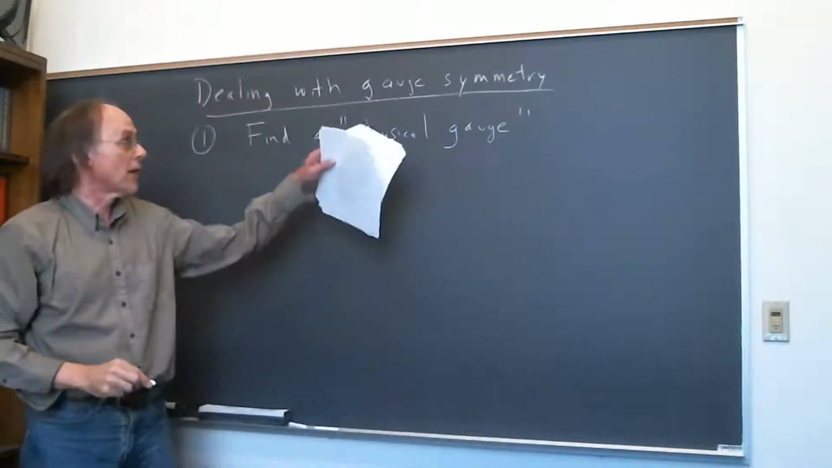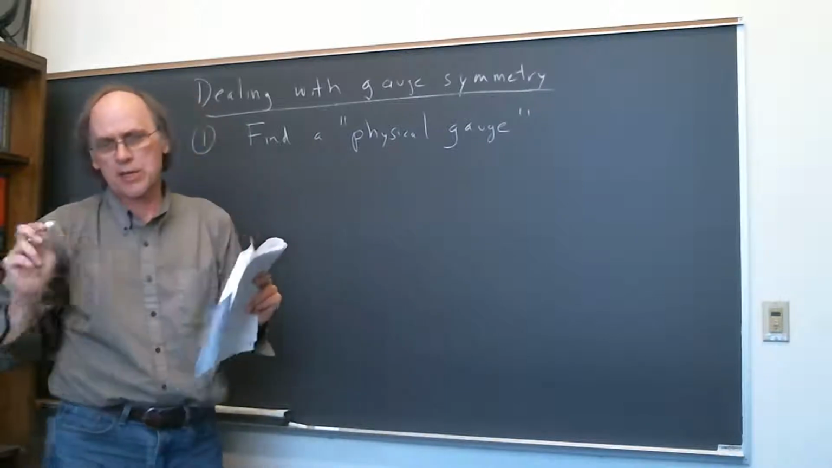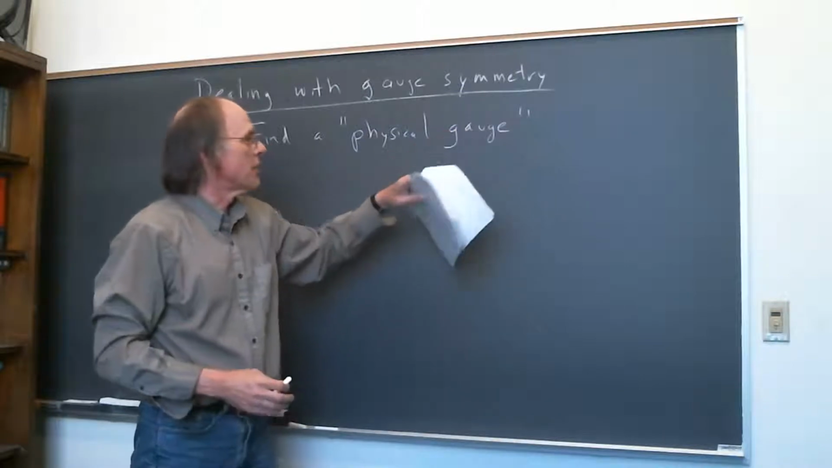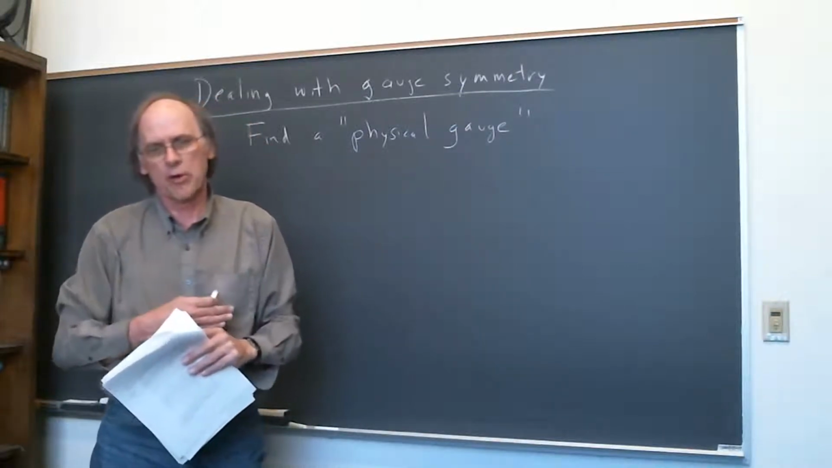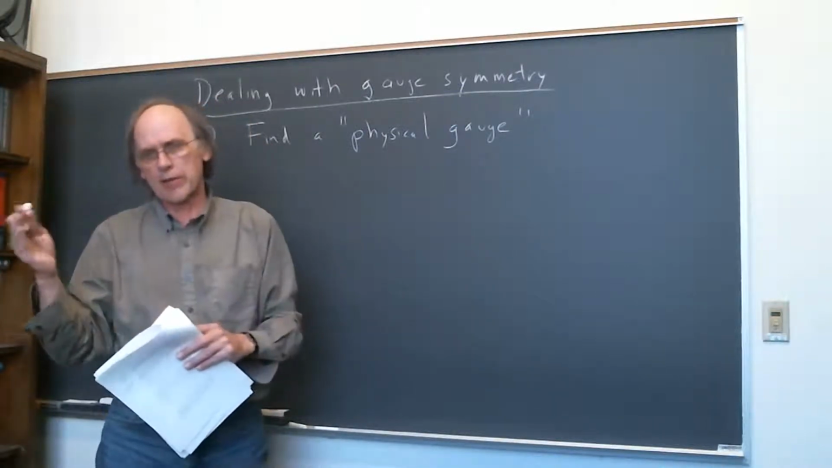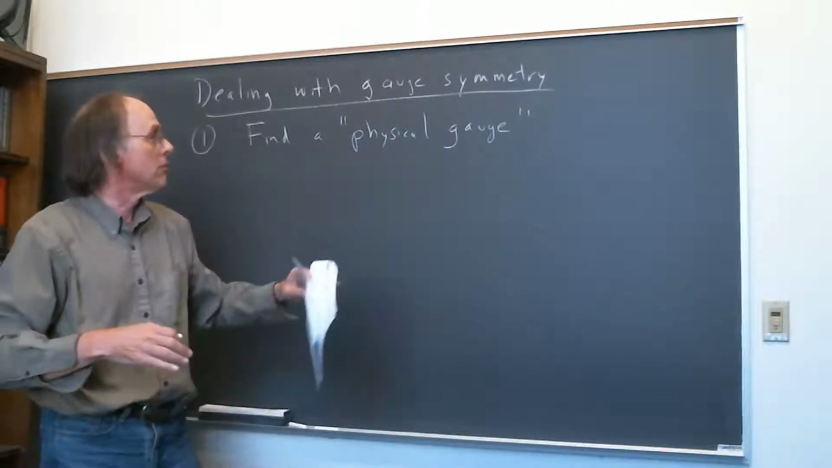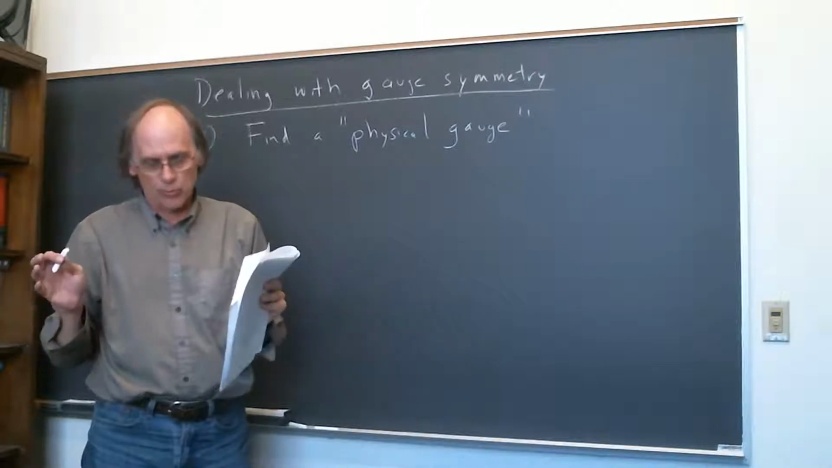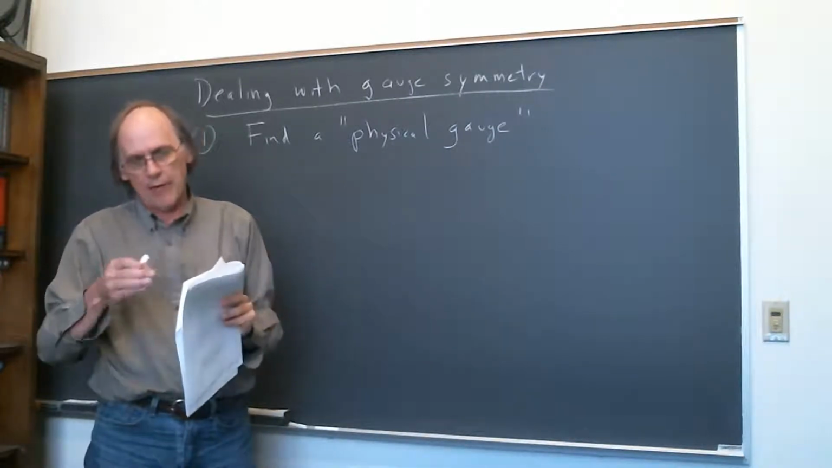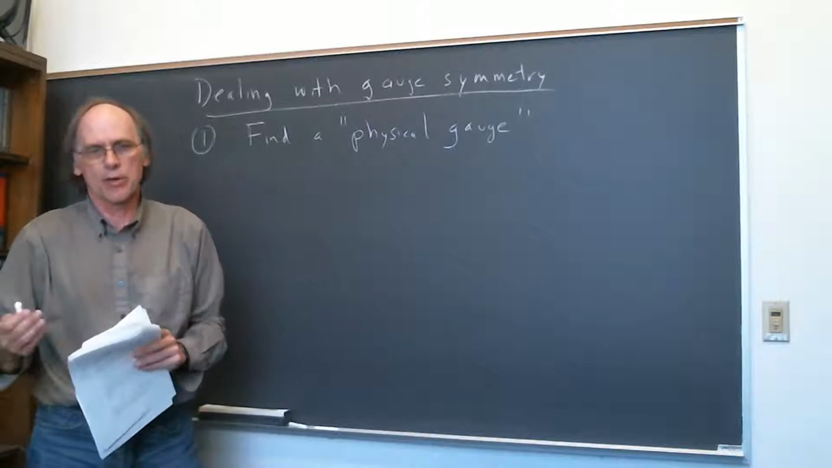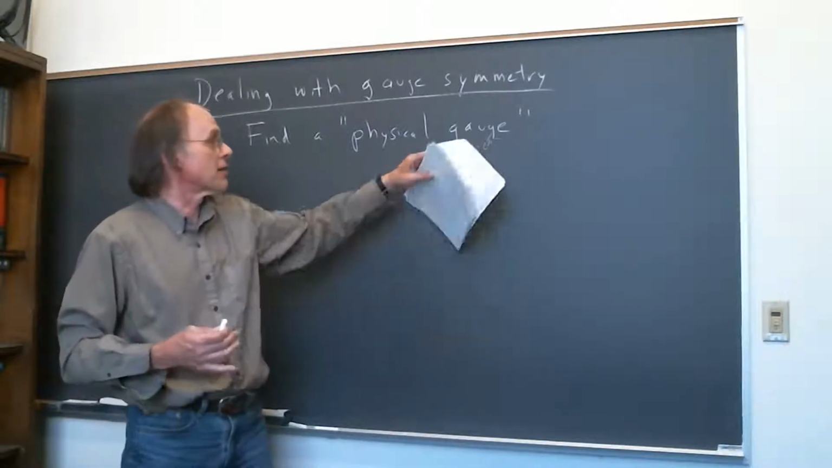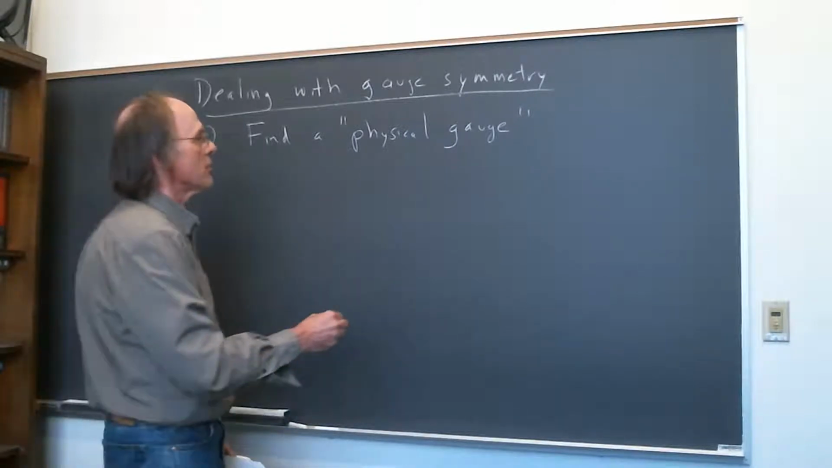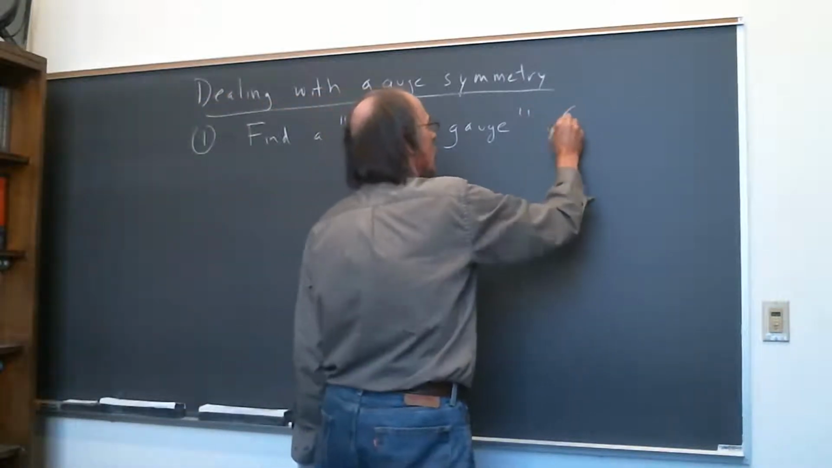And the idea of a physical gauge is that you impose some extra conditions which remove your ability to make gauge transformations. What was a freedom, changing A by a gauge transformation, will take you out of the gauge. This is the so-called gauge fixing. And the main example, that we know, is something called Coulomb gauge.